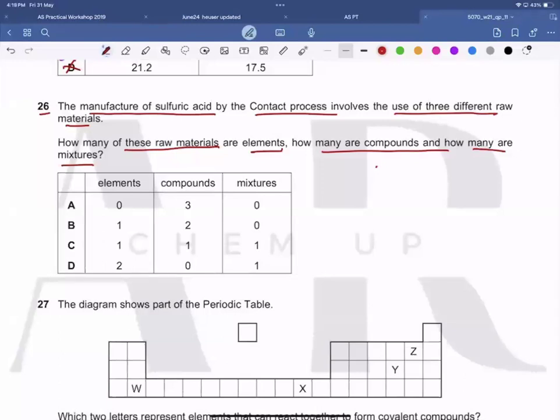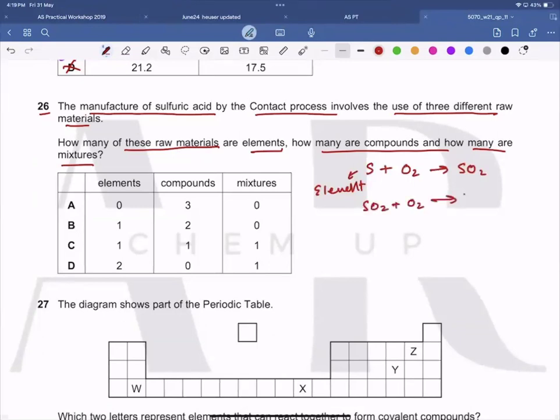So, if you recall the contact process, first we need sulfur, which is an element. It reacts with oxygen to form sulfur dioxide. Sulfur dioxide then further reacts with oxygen to form sulfur trioxide. Here, this oxygen is basically taken from air. So air is a mixture, right? So we need an element, and we need a mixture.